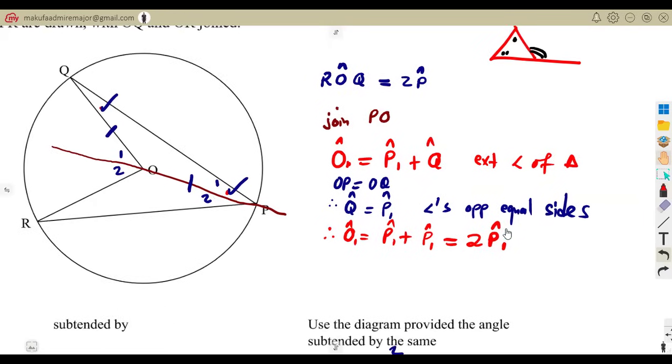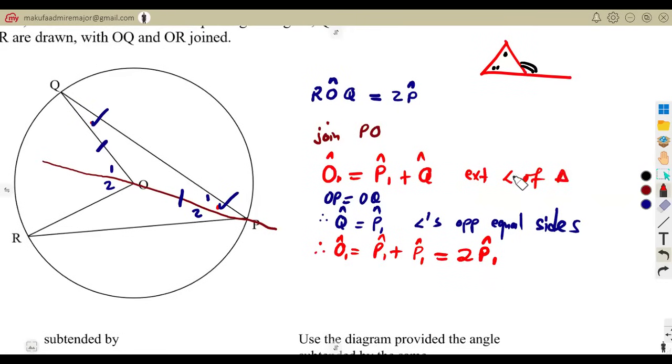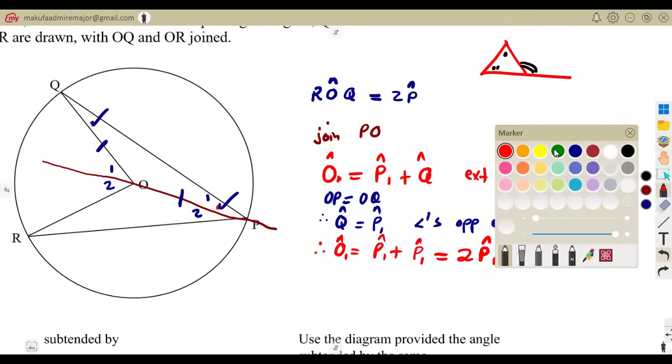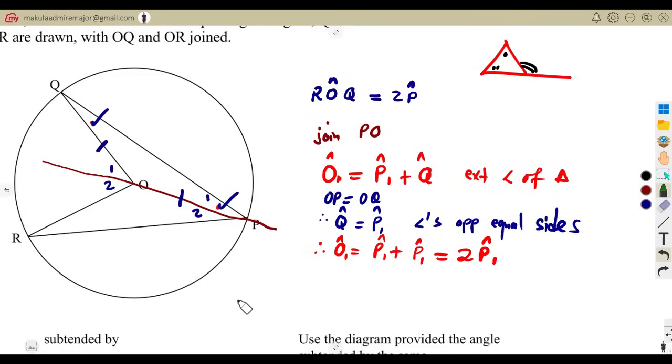Using this same concept that you just answered, relate it in terms of O2. All right? So for this angle O2, you're going to have the same concept. O2 is the sum of what? P2 and R, from the same exterior angle. These are the opposite interior angles. So angle O2 is equal to the sum of angle P2 and angle R.